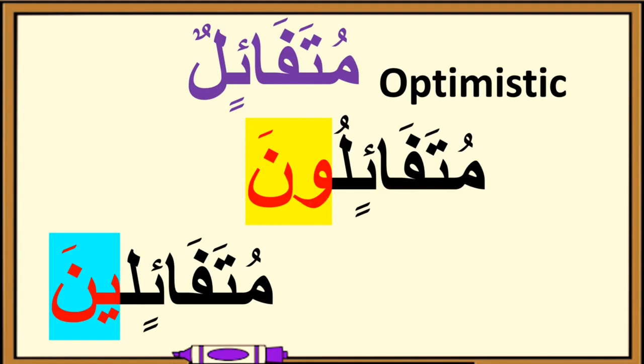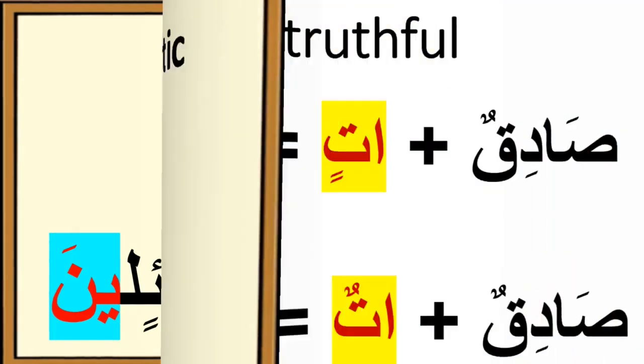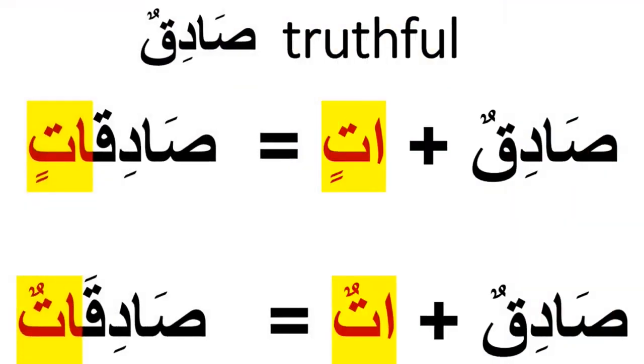متفائلون, متفائلين. We add una or ina depending on the grammatical context of the sentence. Technically, the suffix una or ina is for the masculine plural, but it can also mean a group of people, mixed men and women. If you exclusively want the feminine plural, then you need to add the suffix atin or aton, depending on the context of the sentence.